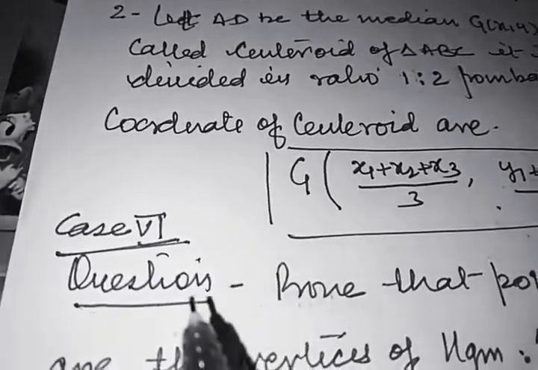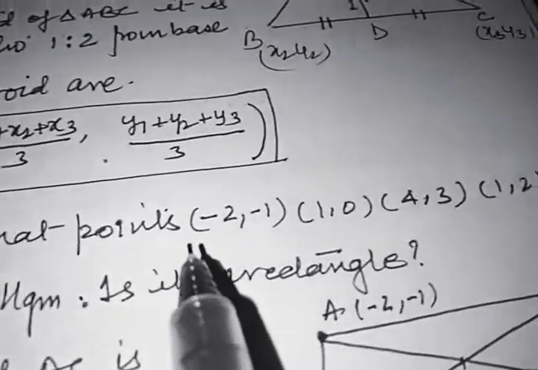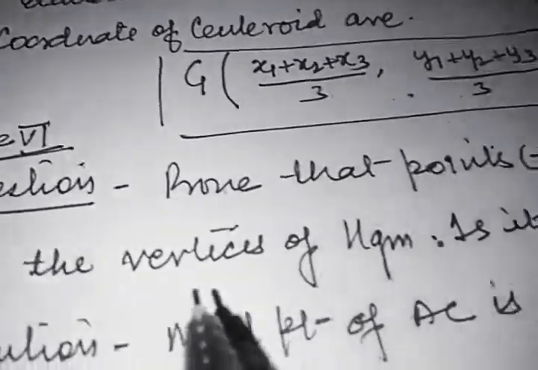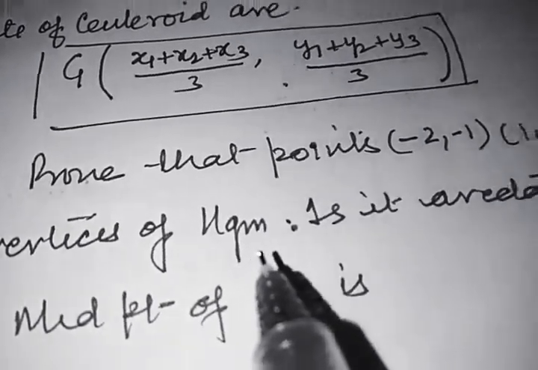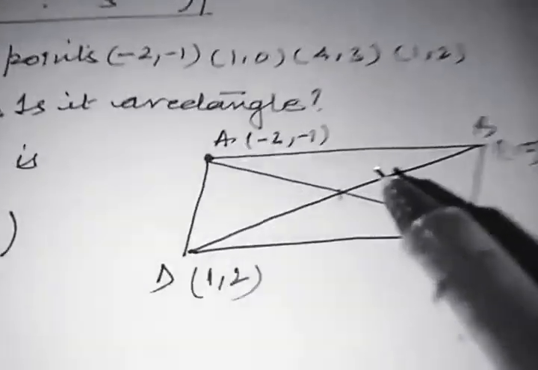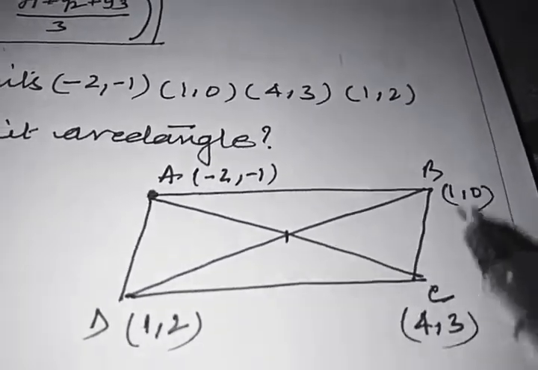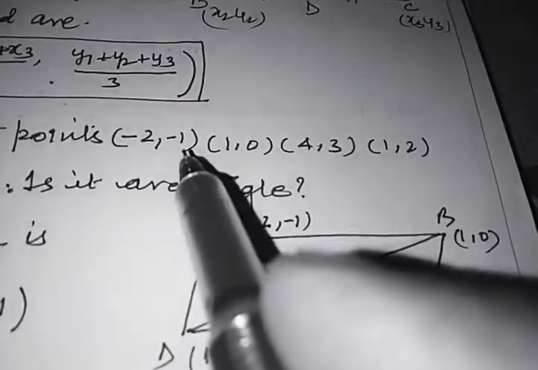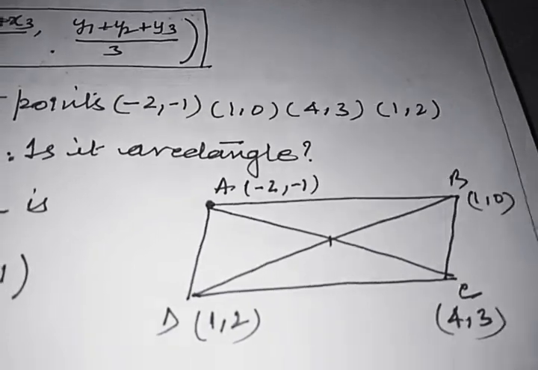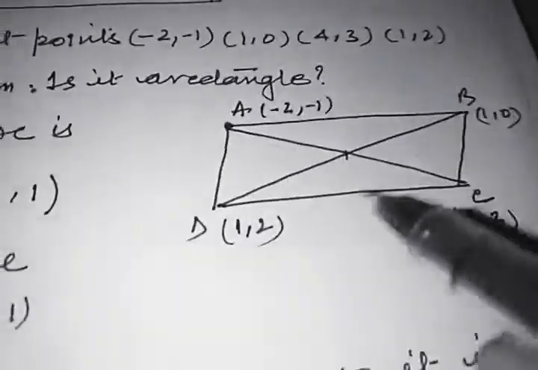Now, case 6. See the question. Prove that the four given points are the vertices of a parallelogram. Is it a rectangle? I have made this parallelogram here. Always put the vertices in order A, B, C, D as they are given. Don't miss the order, don't break the order. So now, midpoint of AC.